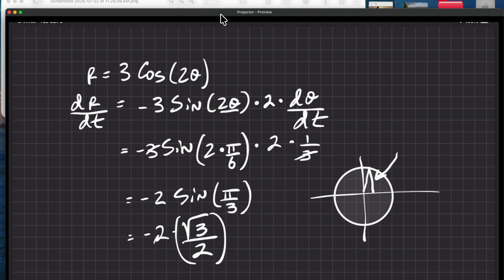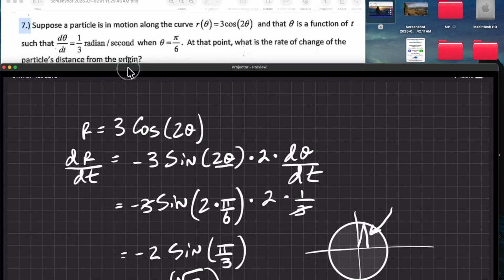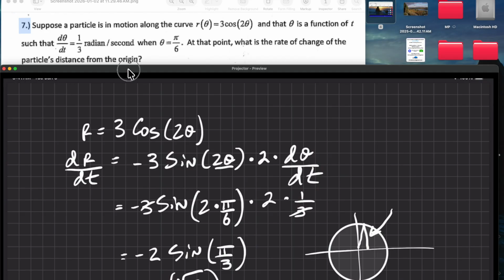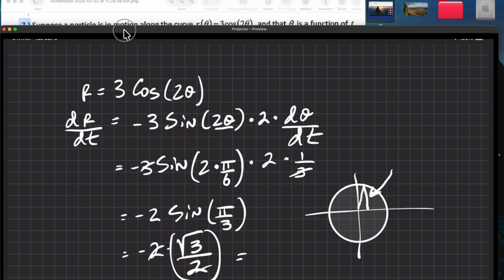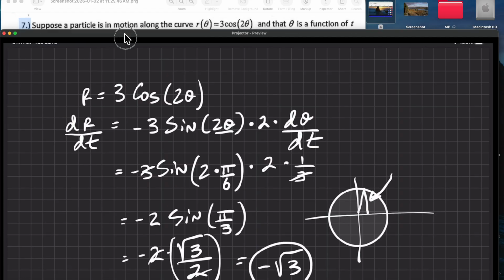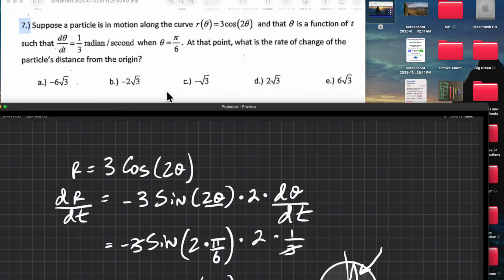And the 2's cancel out, and our final answer to this is that dr dt, the rate of change of the particle, referring to its distance from the origin with respect to time, is negative square root of 3. So that would be choice C.